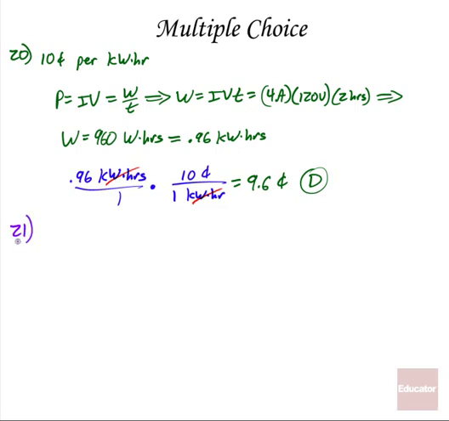In 21, we've got an electron in a uniform magnetic field. And as it's moving in the plane of the page, we need to find the force on the electron. This is a right-hand rule problem. However, it's a negative charge. So we're going to use our left hand.